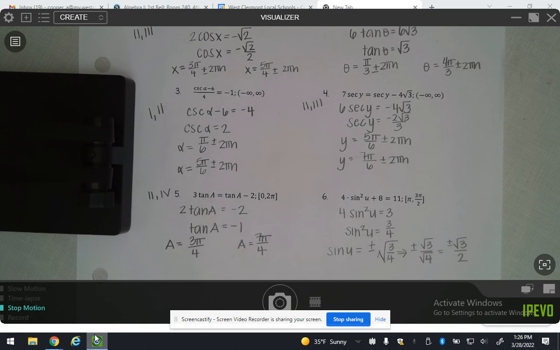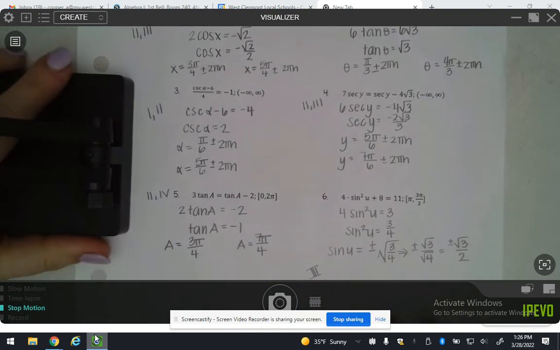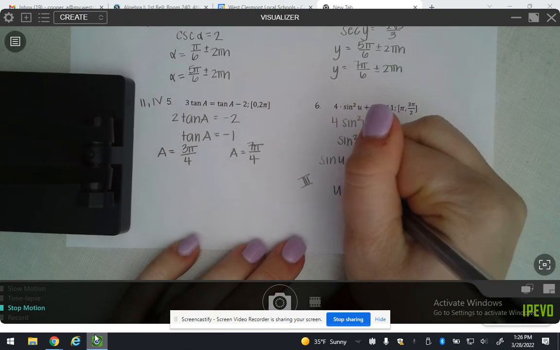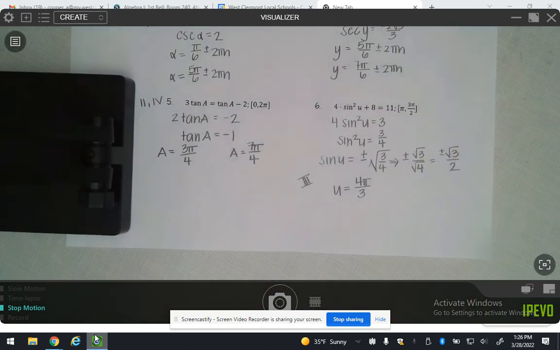Is this an open or closed interval, though? Closed. Where's it closed? Like from and to. Where's it start? Quadrant 3, because it's pi to 3 pi over 2. In quadrant 3, is sine positive or negative? Negative. So I know I'm in quadrant 3. When does sine equal radical 3 over 2? Pi over 3, but my third quadrant would be 4 pi over 3.